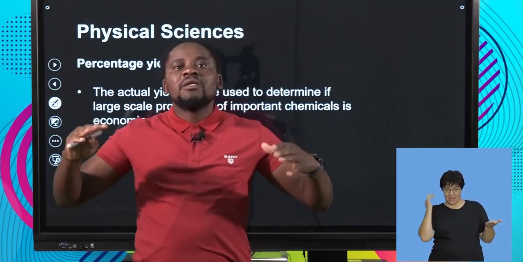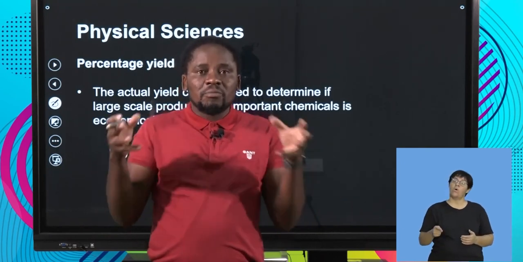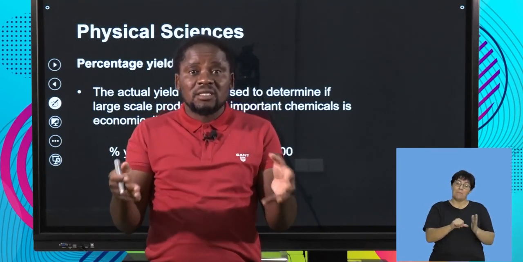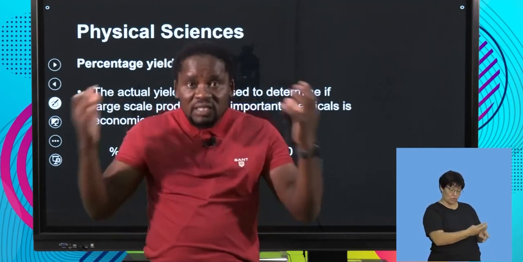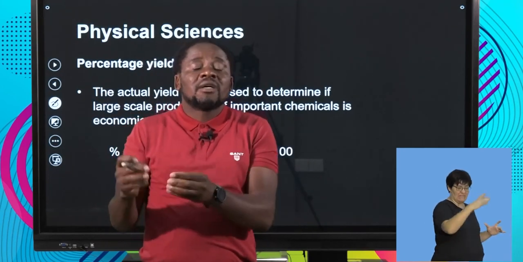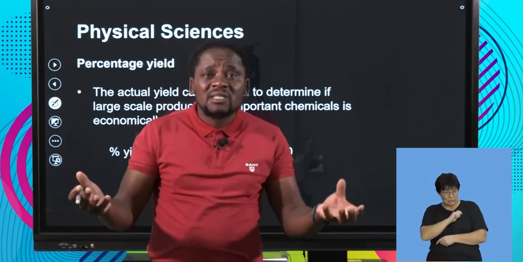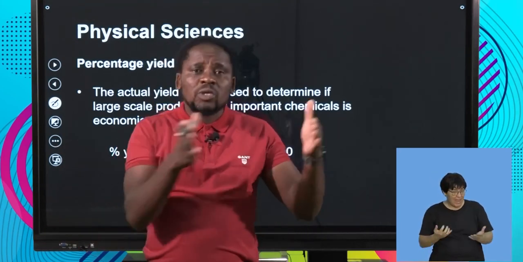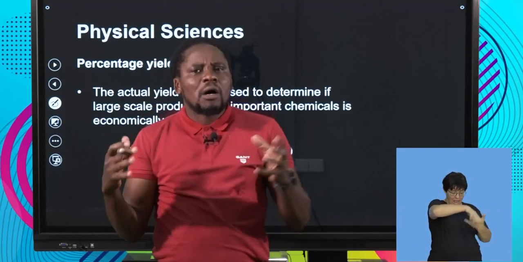In terms of application and practicality, the importance of percentage yield is that if large-scale chemical production is to take place in industry, there is a measure of how economically viable the process is. We have to determine the percentage yield, which says, this is what we produce versus what we expected.